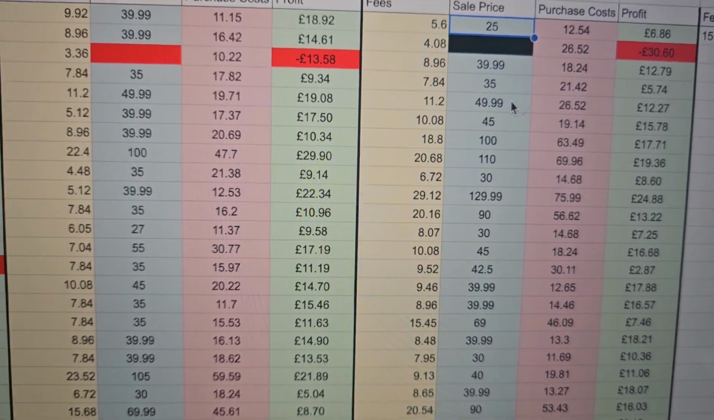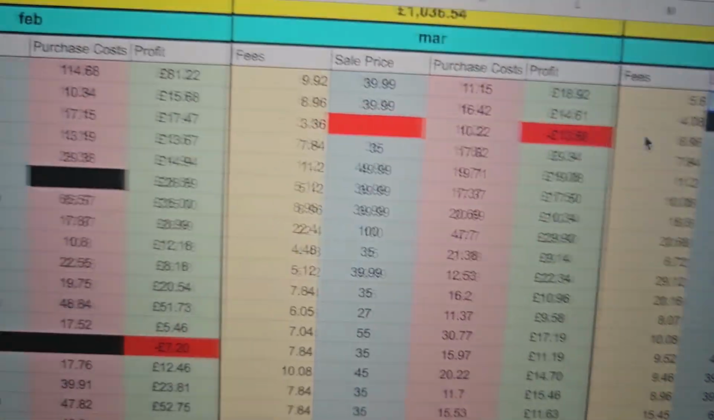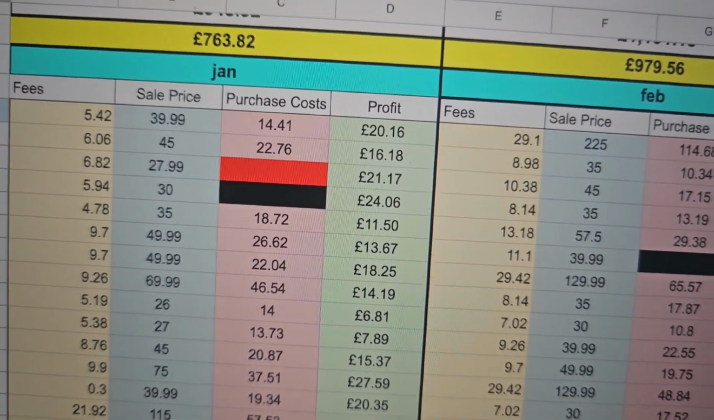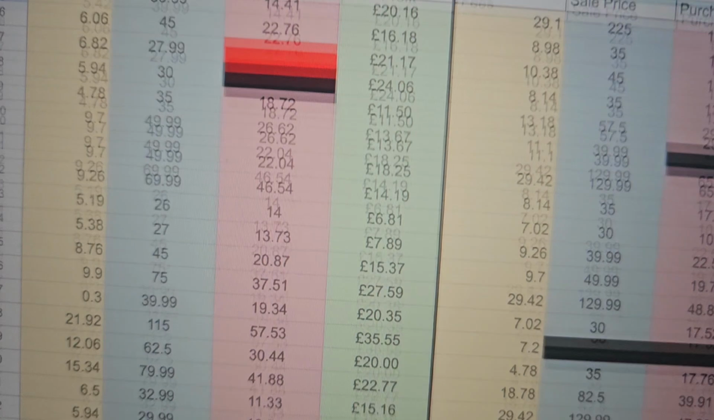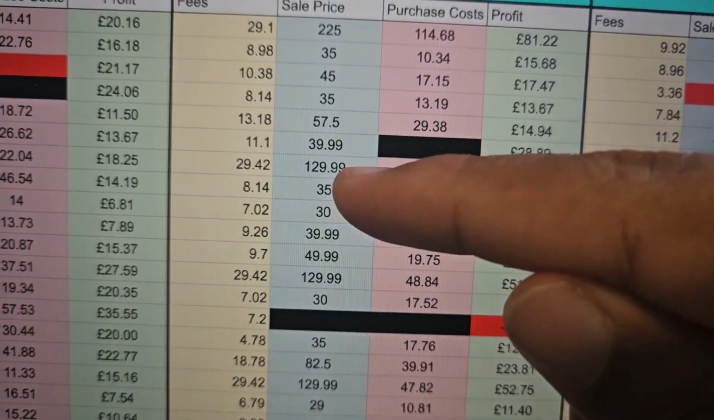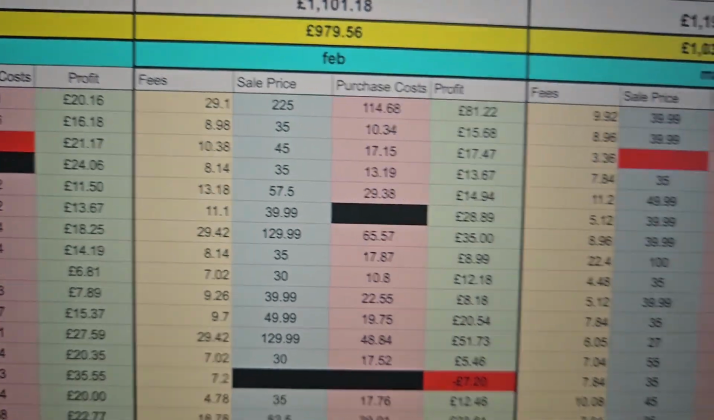Anyway, one thing that I want to make abundantly clear is look on every single month. This has not changed. It's important to note this. We can even go back to February or January if you like. Look at the sales price: 39, 45, 27, 30, 75. If we have a look on this one, I just saw a really good one here, 129. We can even see 225 at the start of February.